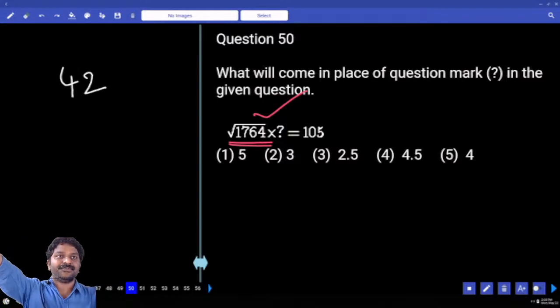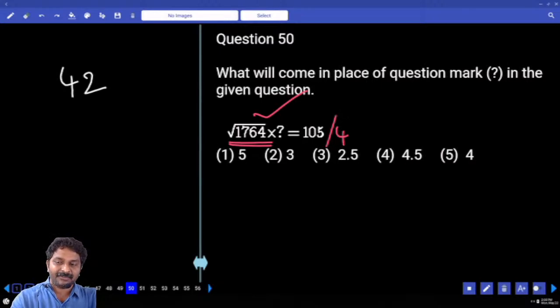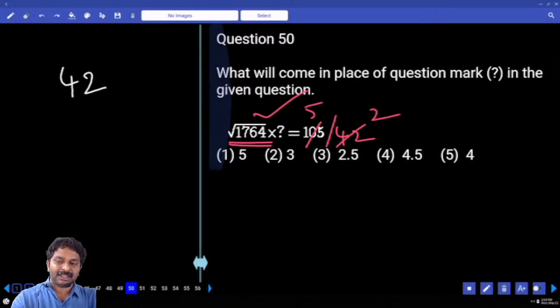48 is close to 50, right? 50 square is 2500. But our number is close to 1600 or 2500. So it cannot be 48. It has to be 42 only. Take that fellow to the right hand side and divide it by 42. 21. 5 times. 21. 2 times. 5 by 2.